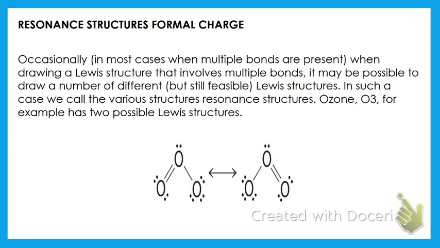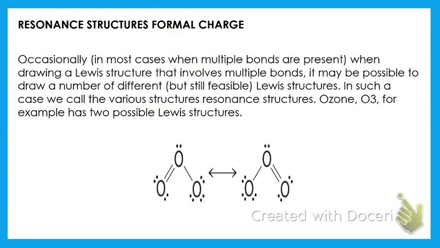In the case of ozone, I don't know if that double bond is between the first and second or the second and third. So we have to draw them both ways, and we say they have resonance, and we represent it with the double-headed arrow. Okay, that means those are both feasible structures. They're basically equal. We just don't know where the double bond is.